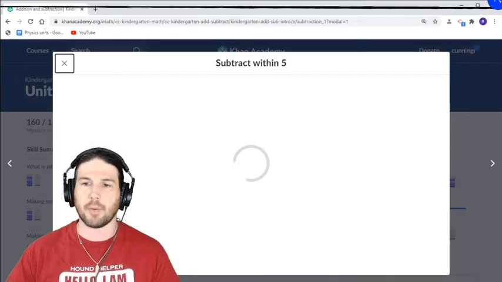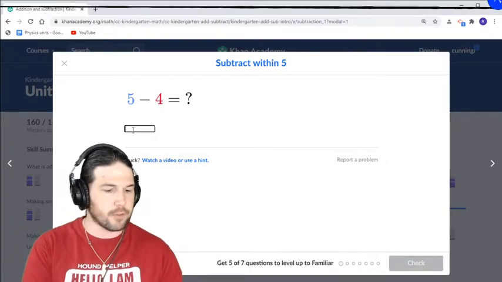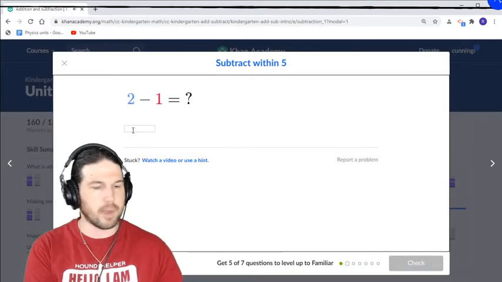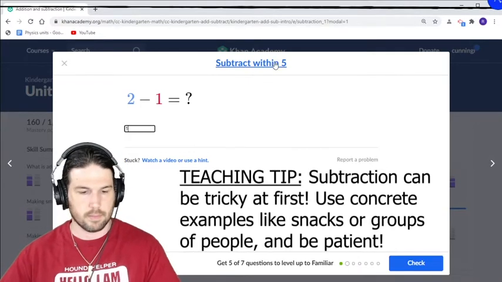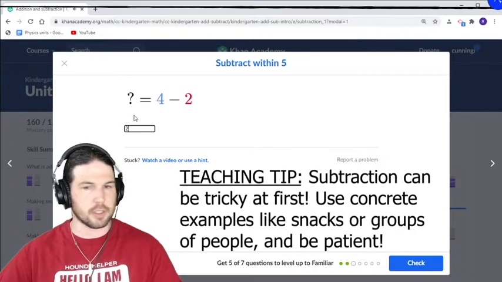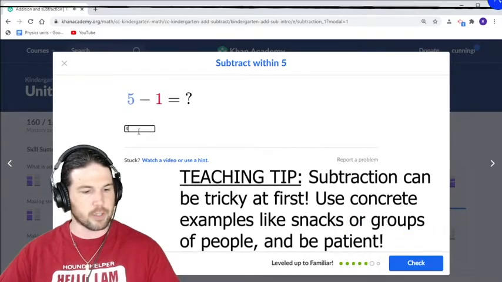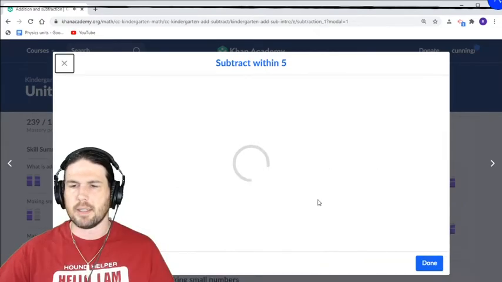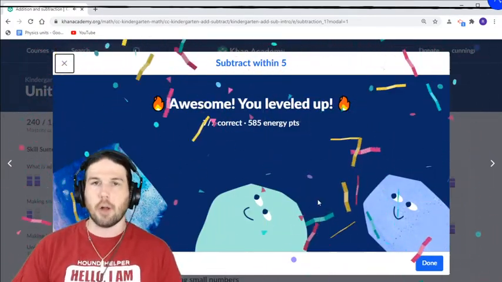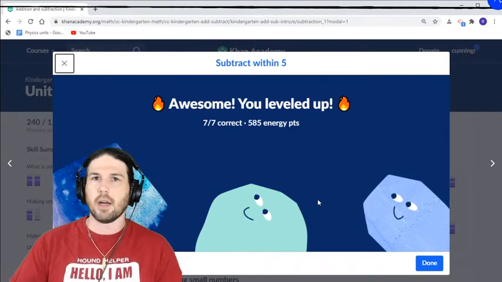All right, subtracting within 5. 5 minus 4 is 1. 2 minus 1 is 1. 4 minus 2 is 2. 5 minus 3 is 2. 4 minus 3 is 1. 5 minus 1 is 4. 3 minus 1 is 2. Easy peasy. So these small numbers are honestly eventually a matter of memorization.